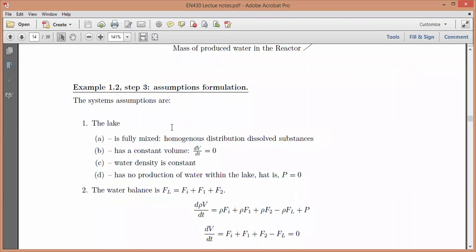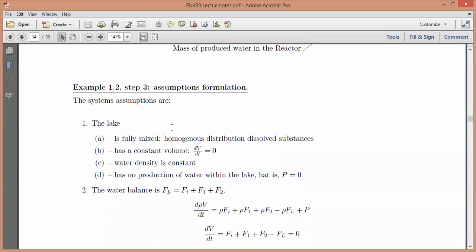What's the assumption? The assumption is that the lake is fully mixed. There's homogeneous distribution of dissolved substances. Okay, so meaning as these pollutants are entering, what's happening? There's mixing, isn't it? Homogeneous distribution of pollutant X in that lake. In reality, does that happen? No. Does that make our equations easier to solve? Yes.